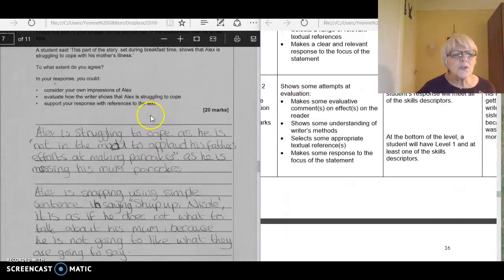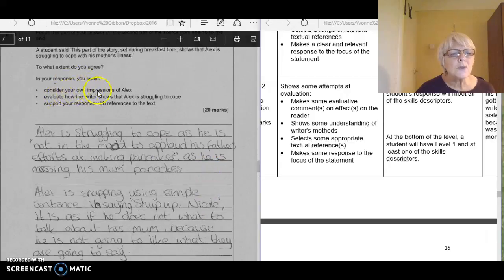Okay, moving on to question 4, where you're asked to what extent do you agree with the statement that part of the story shows that Alex is struggling to cope with his mother's illness. So you say he's struggling to cope because he's not in the mood to applaud his father's efforts at making pancakes because he's missing his mum's pancakes, which is a fair comment.